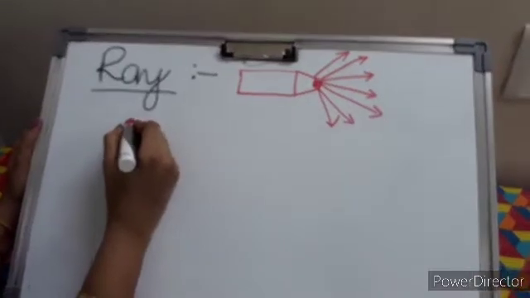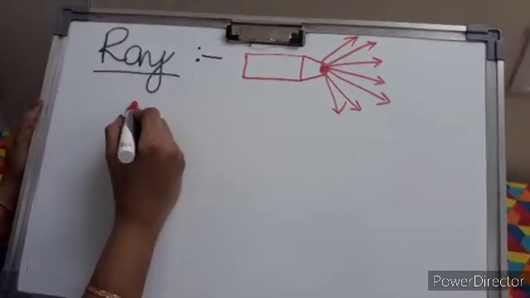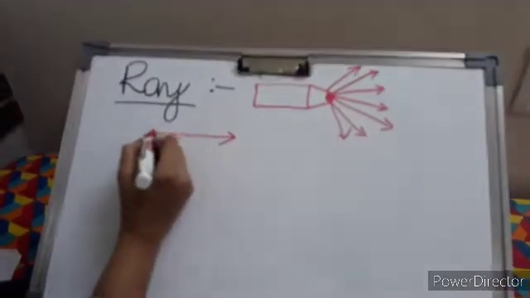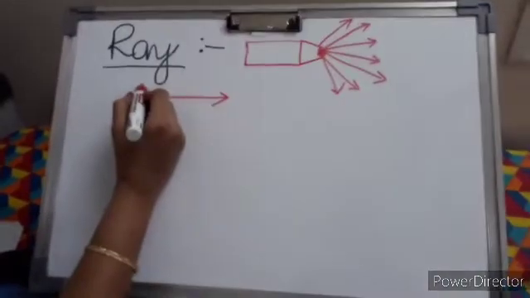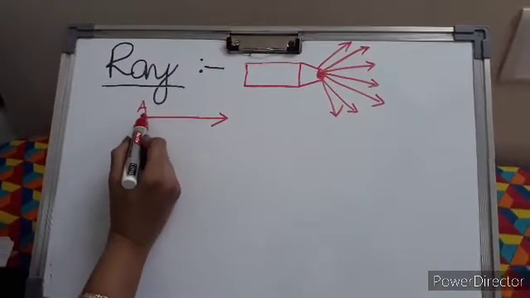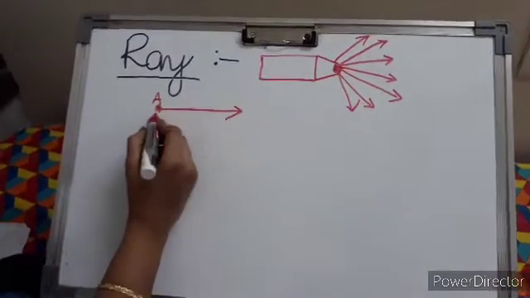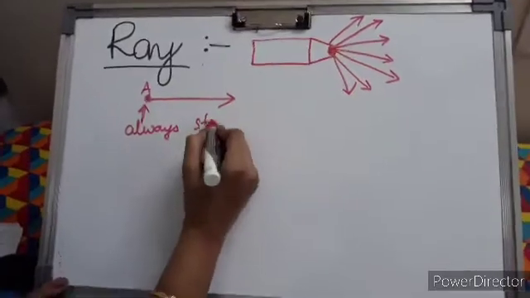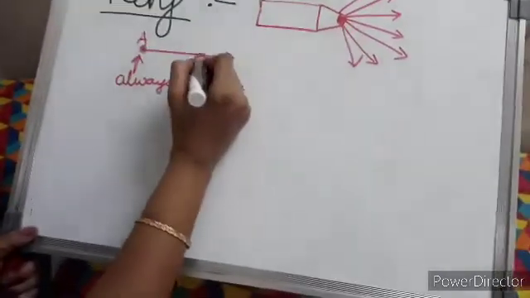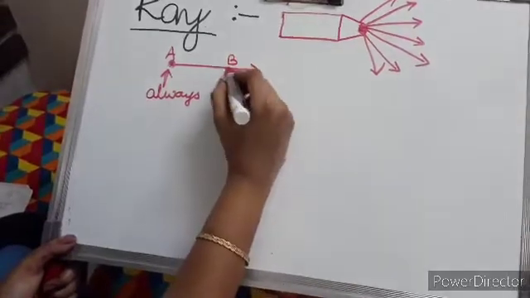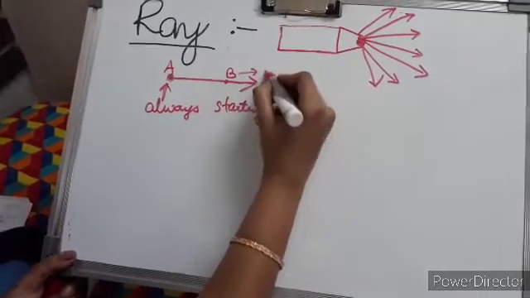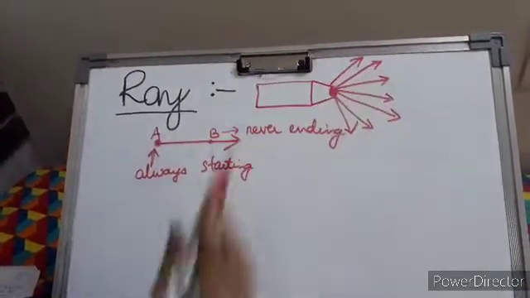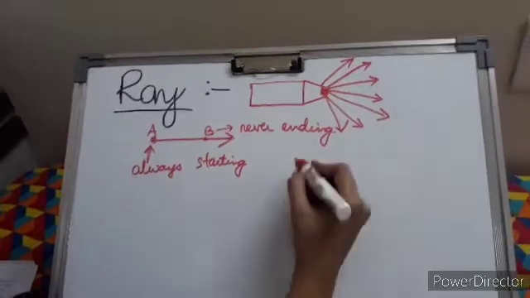A ray means that from a fixed point, the line extends in the same straight direction. Suppose we symbolize the fixed point as A. There is always one starting point for a ray, and there is one point which is never ending, so B goes on throughout. It is a never ending line, like this torch light.